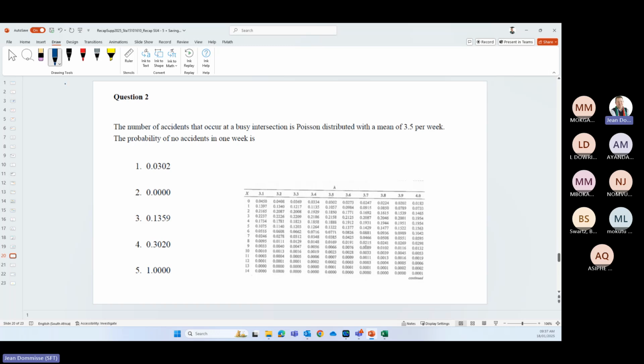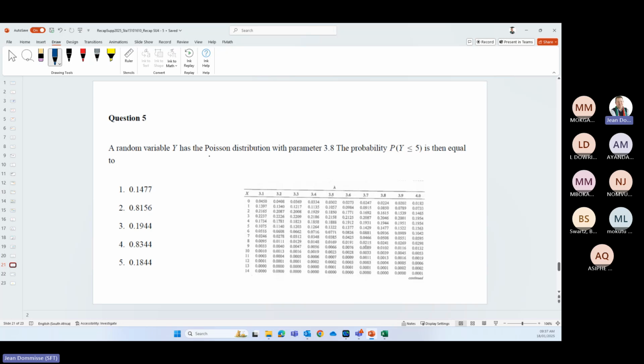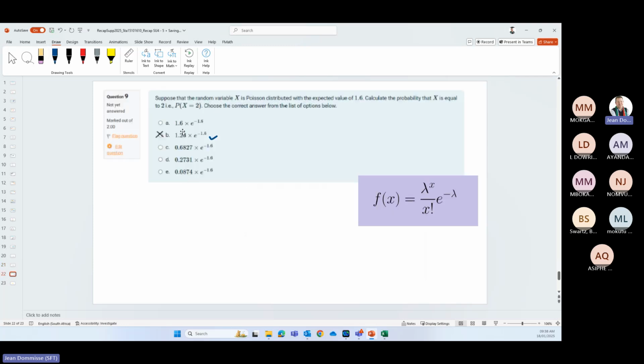Poisson is a bit different. Here they tell us it's a Poisson, but it will always have that extra thing of a time link to it. So here, a Poisson is per week. Here they don't tell us anything because they already told us it's Poisson.